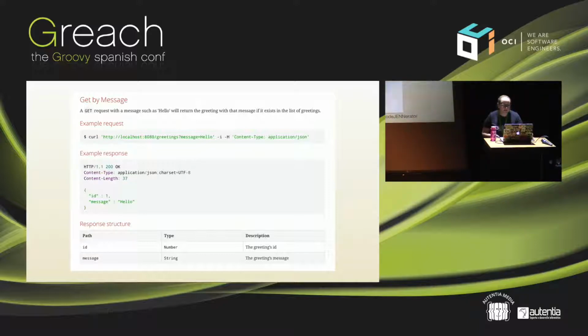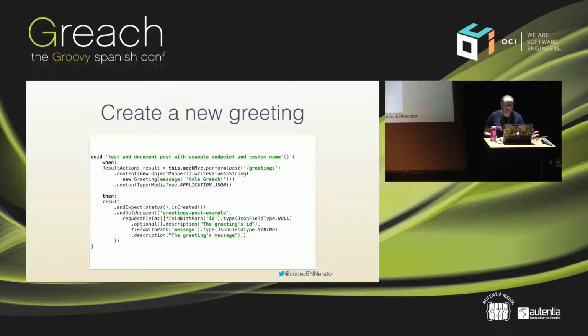So the next thing that you might want to do is document the create, or the new greeting. So there's a couple different things here. Mostly, if you go back and look at these later and try to walk through it, we have request fields now. So request fields documents the body of the JSON that you're going to post, as well as showing some things like you can make them optional.